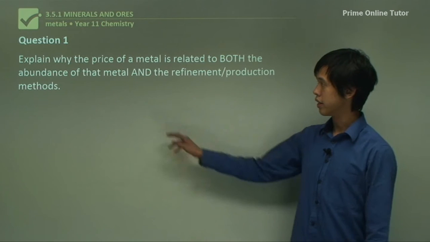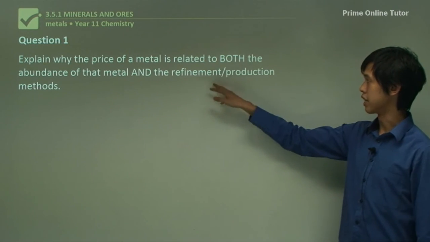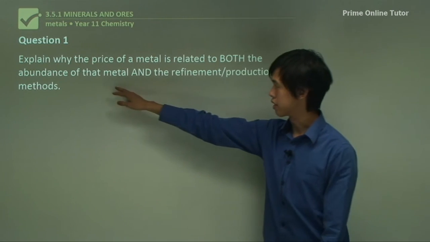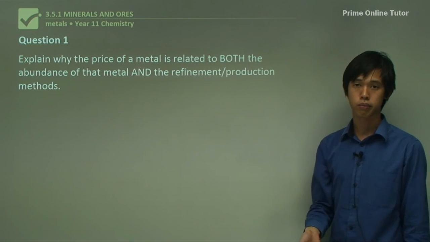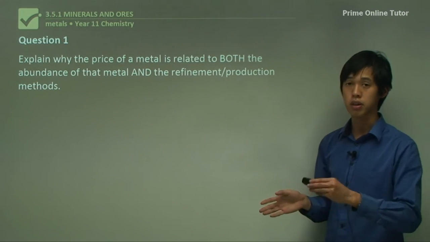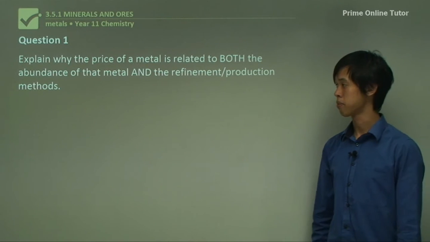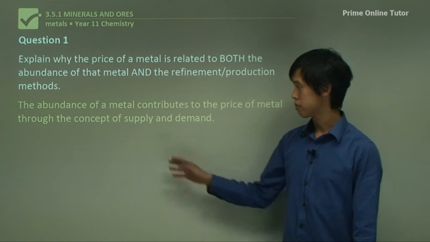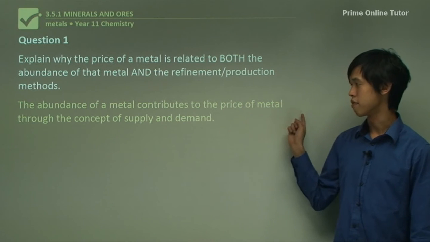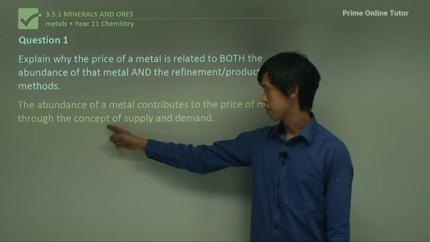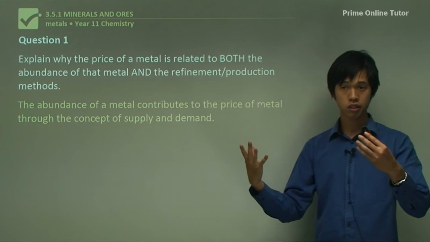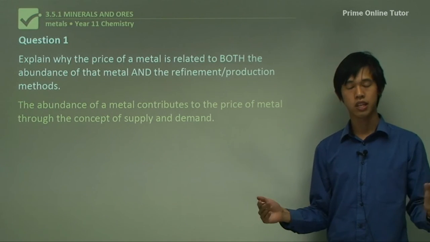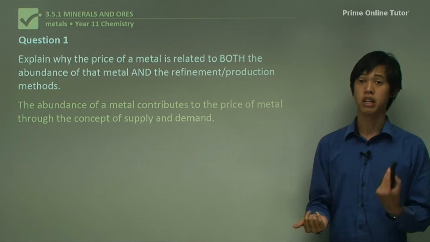Question 1. Explain why the price of metal is related to both the abundance of that metal and the refinement production methods. Why is the price related to both and not just one or the other? Well, the abundance of a metal contributes to the price through the concept of supply and demand. If we have a lot of metal and not a lot of demand, we have to sell it for less, because otherwise we're not going to get rid of it.